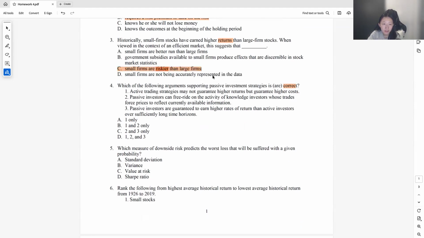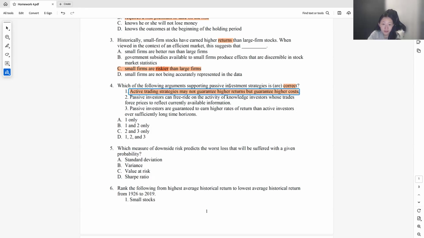I'm going to highlight the right one here. So choose the correct one. So number one, active trading strategy may not guarantee higher return, but guarantee higher costs. So this is absolutely correct.